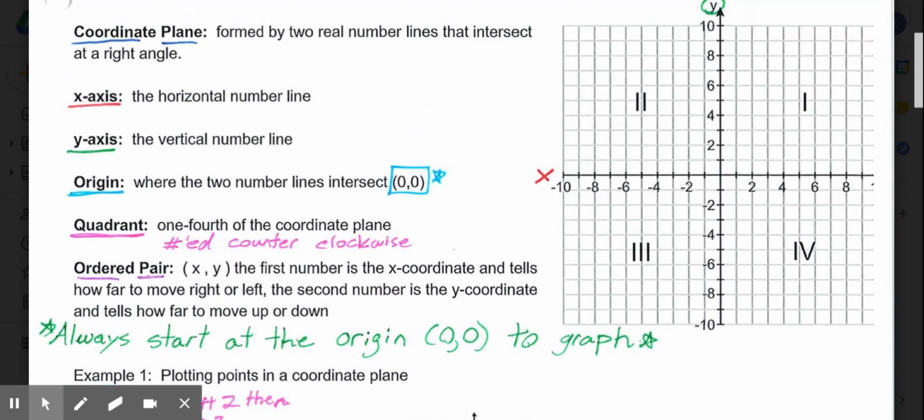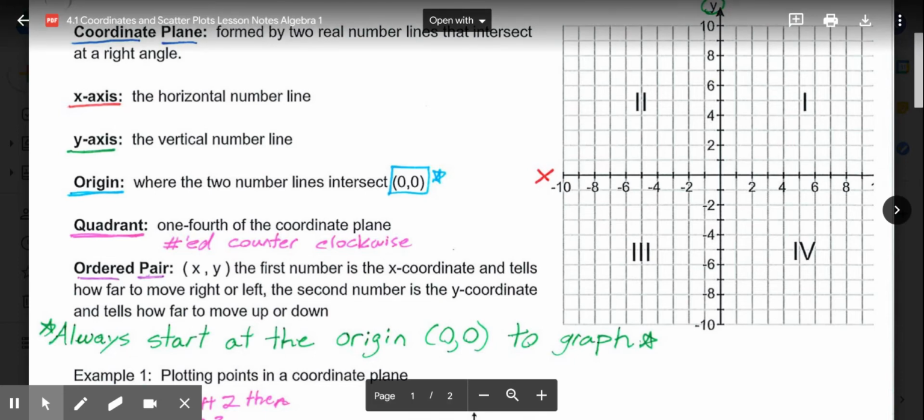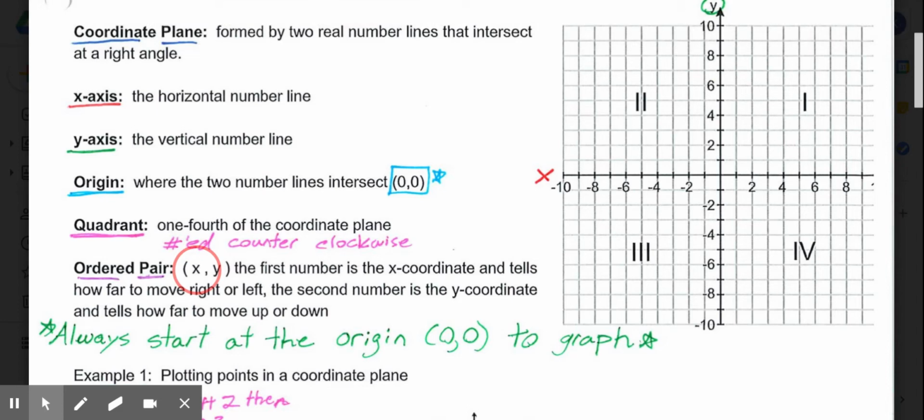And then the last term that we're going to look at to begin with is an ordered pair. So your coordinates, the points, are given in what's called an ordered pair, which gives your x value first and the y value second. So the x coordinate always comes first, y coordinate always comes second.